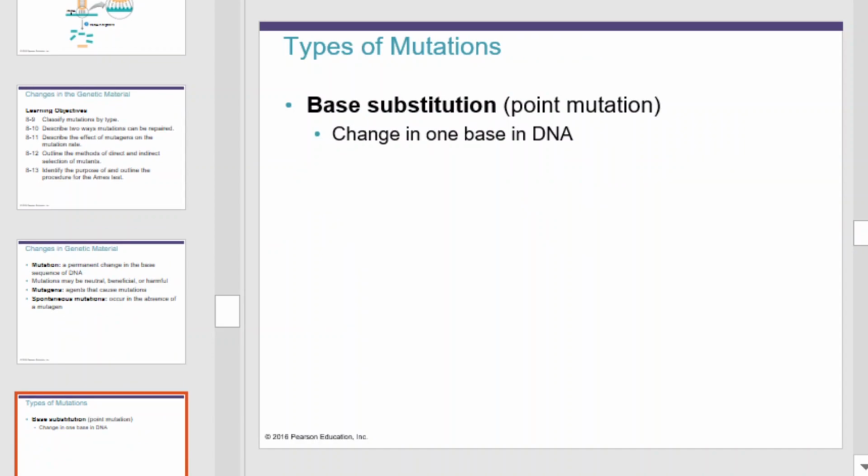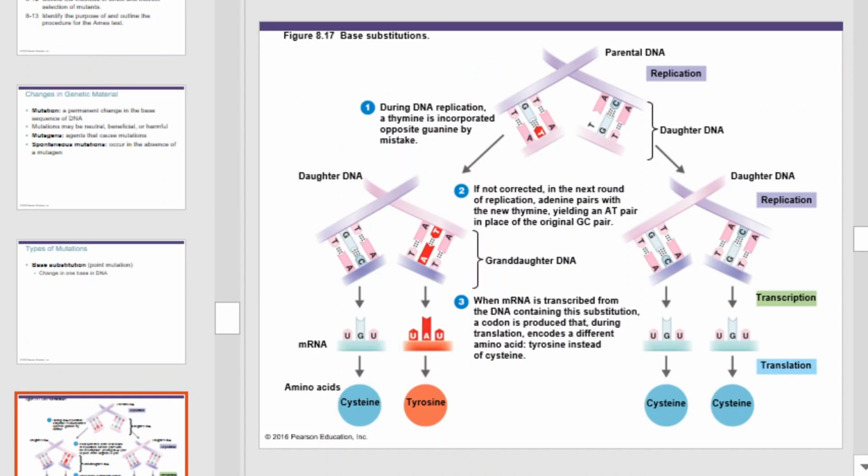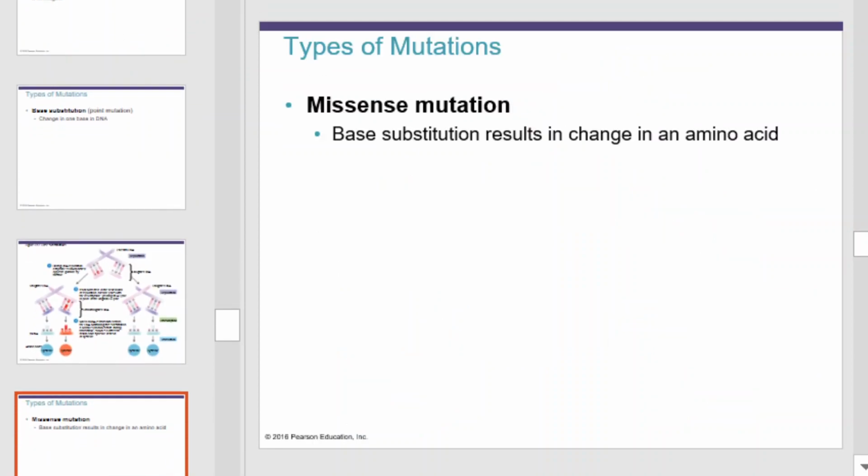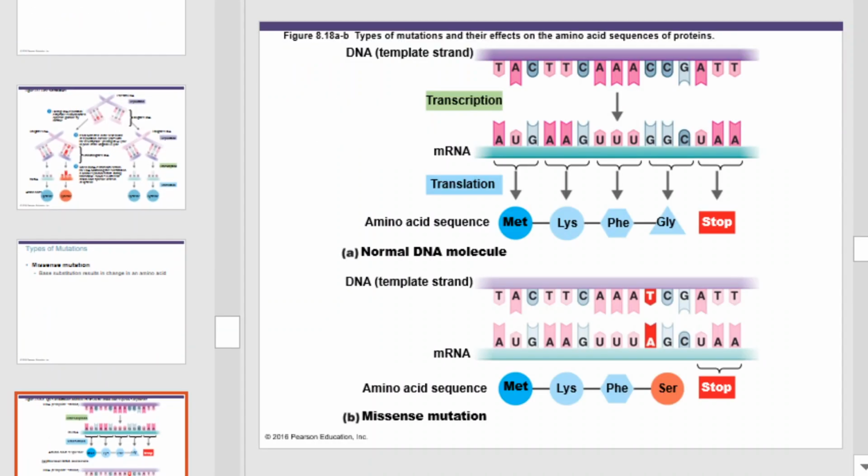Base substitutions or point mutations are the change in one base in DNA. This is an illustration of a base substitution. Missense mutations are base substitutions that result in a change in an amino acid. This is an illustration of a type of mutation and its effect on the amino acid sequence.